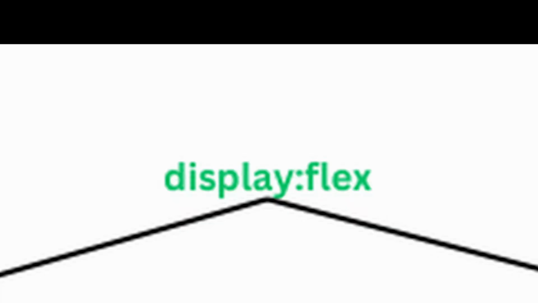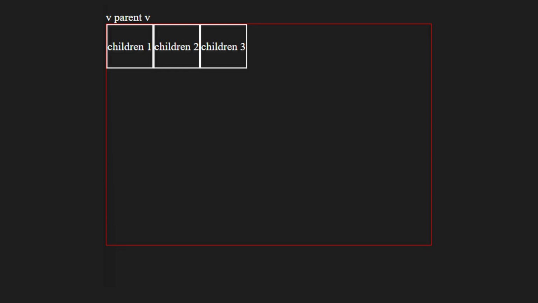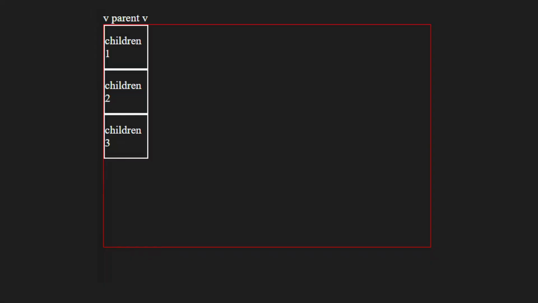Once you have declared display flex, we need to decide how our children are going to be arranged. This is where flex direction comes in. If we go with row, our items are placed side by side. If we go with column, our items are stacked on top of one another, like a vertical list.